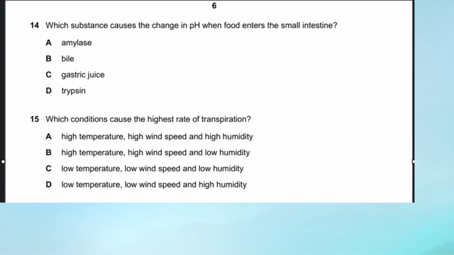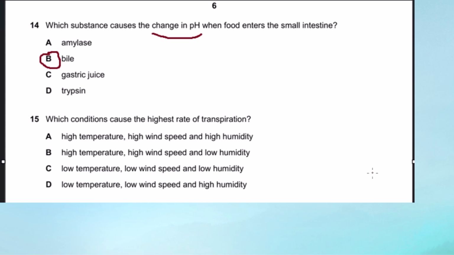The next one is a question that delves into the human digestive system, and we ask which substance can cause the change in pH when food enters the small intestine. So we will have a low pH in the stomach. So amylase, well, amylase is already in the mouth, so let's not go for that. Gastric juice, gastric juice is in the stomach. Oh, bile. Yes, bile is actually released and is one of the things that changes the pH so other enzymes can start doing their work.